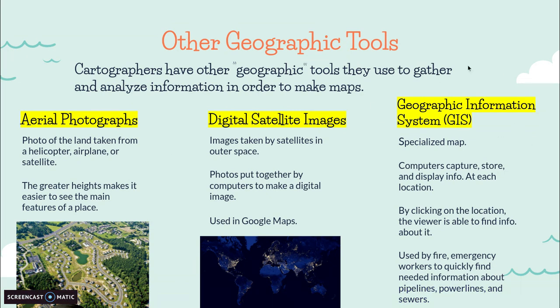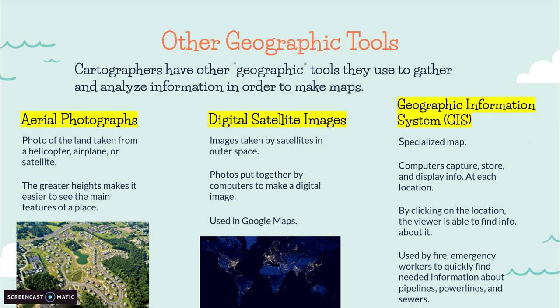And the last type of geographic tool is a geographic information system. And this is a specialized map. In a GIS, computers capture, store, and display info at each location. By clicking on the location, the viewer is able to find info about it. I'll show you an example in a moment, but a GIS is a map that has multiple layers. So you can see multiple sets of information on a single map.